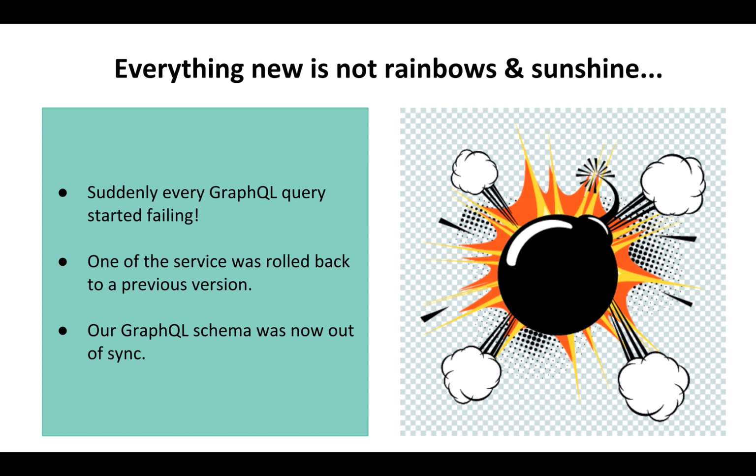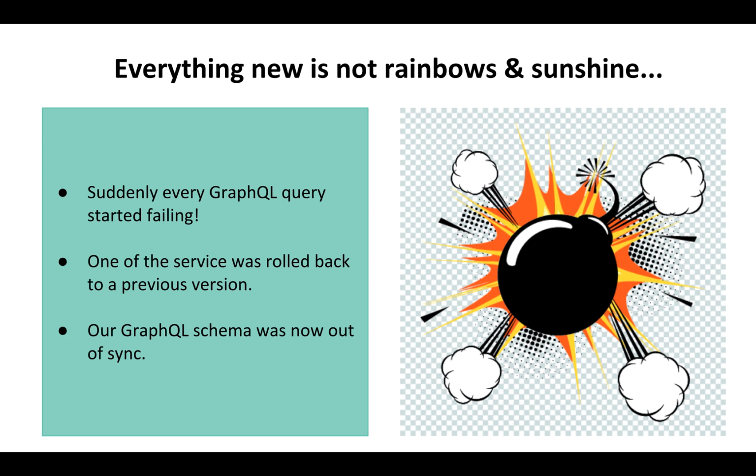But the real fun begins now. Life is never so easy. When we were about to demo the new GraphQL and boasting off with all of it, our GraphQL query started failing, and we were like, we did nothing. We changed nothing at the backend. So why is it happening? And what happened was that one of our servers was rolled back to a previous version, and as a result, our GraphQL schema was now out of sync.